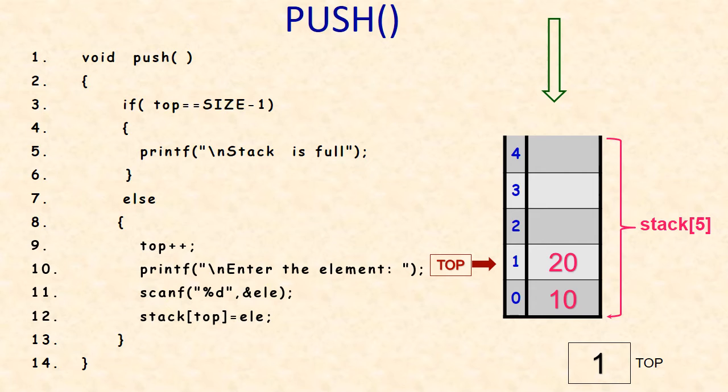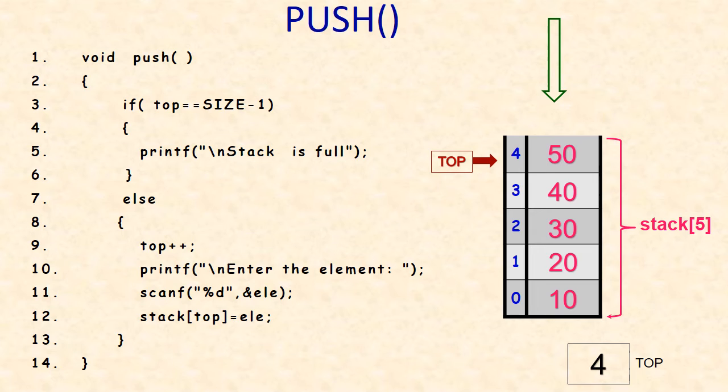Now do the operation again repeatedly till the top value is 4. That means you reach the top of the stack. So execute the same code so that you can insert the elements into this. Assume that I have repeatedly executed the same push function 5 times so that my stack is full now. Now we will check the overflow condition. What is the current value of top? 4.